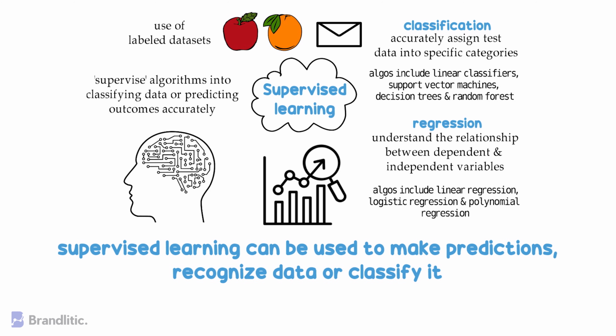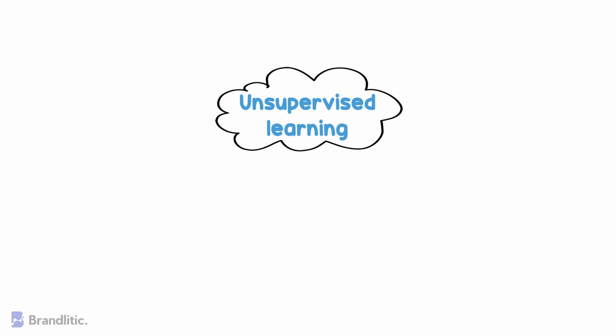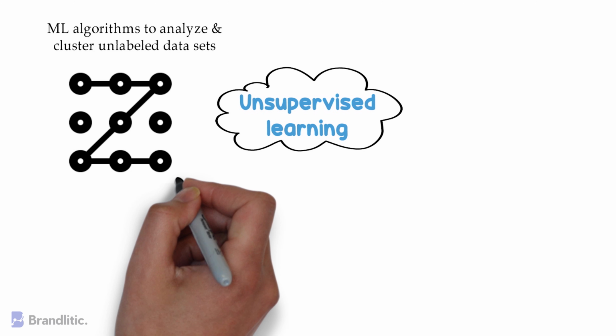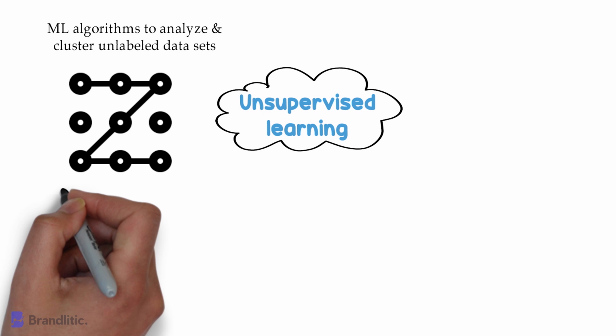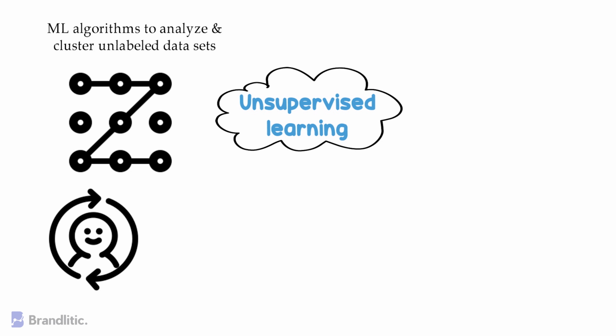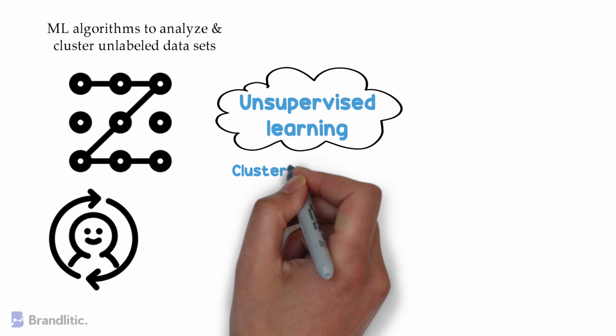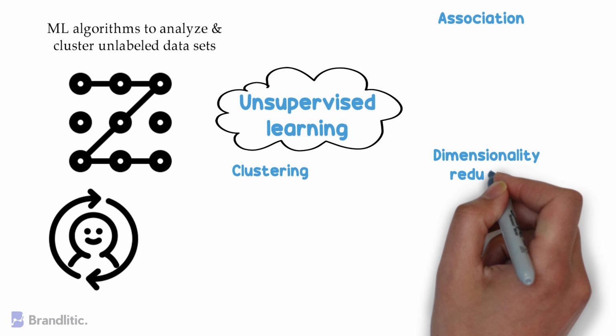Up next, let's understand what is unsupervised learning. Now, contrary to the supervised learning method, unsupervised learning uses machine learning algorithms to analyze and cluster unlabeled datasets. These algorithms are made to discover hidden patterns in the data without the need for human intervention, hence the name unsupervised. Unsupervised learning models are used for three main tasks: clustering, association, and dimensionality reduction.